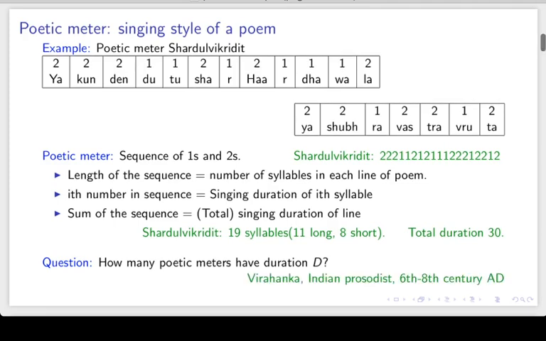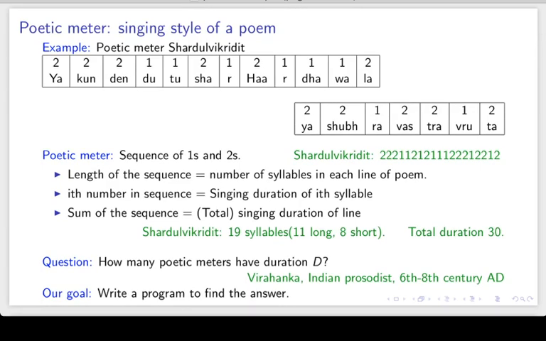This, in fact, was the question asked by Virahanka, who was an Indian prosodist from the 6th or 8th century AD. You know that in ancient India, the time element was a little bit hard to decipher, but he's from very old times. So this is the problem that Virahanka posed, and our goal is to write a program to find the answer.